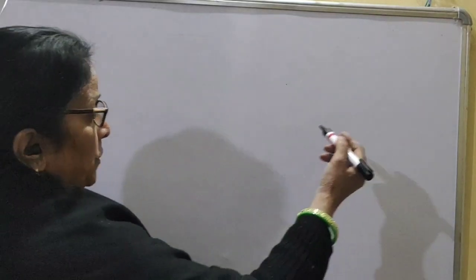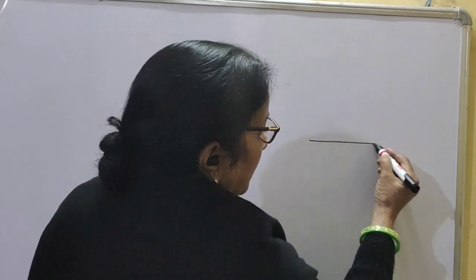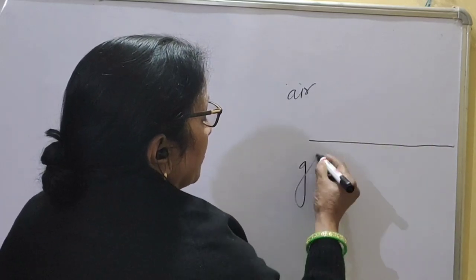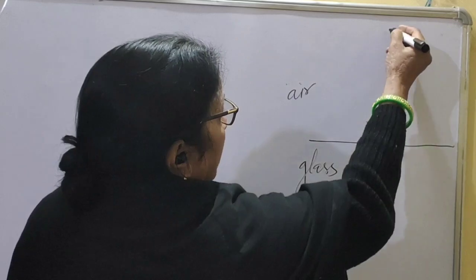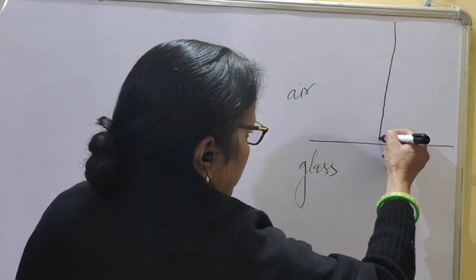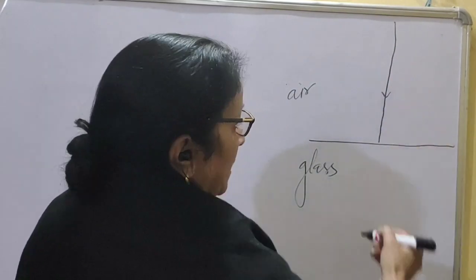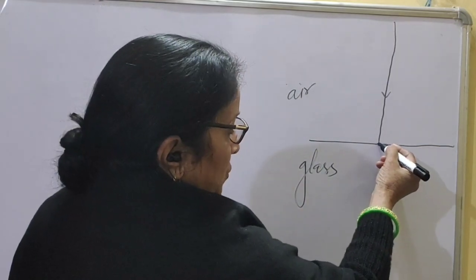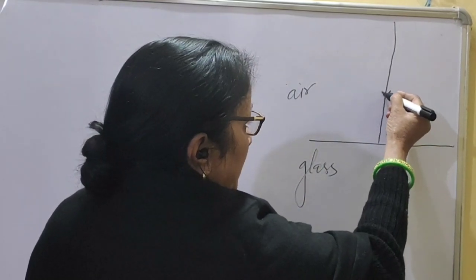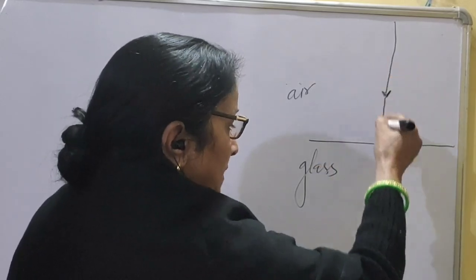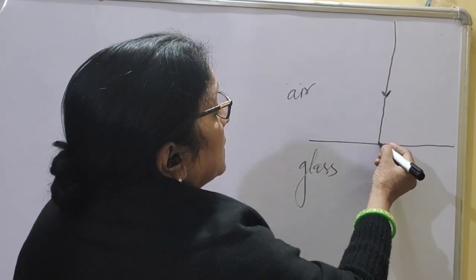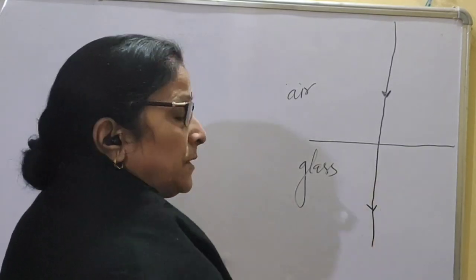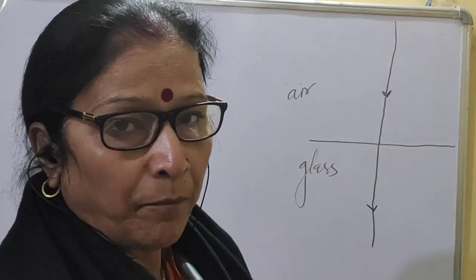Now, suppose ray of light is passing from air to glass perpendicularly. Means it is making an angle of 90 degrees with the surface of the glass. So when the ray will pass from air to glass like this, then there will be no other shorter path. So ray of light will travel through the same path.